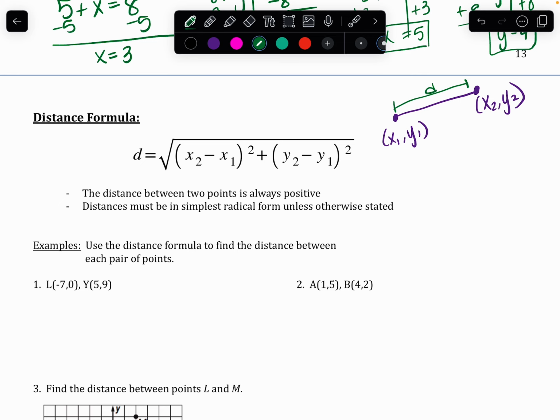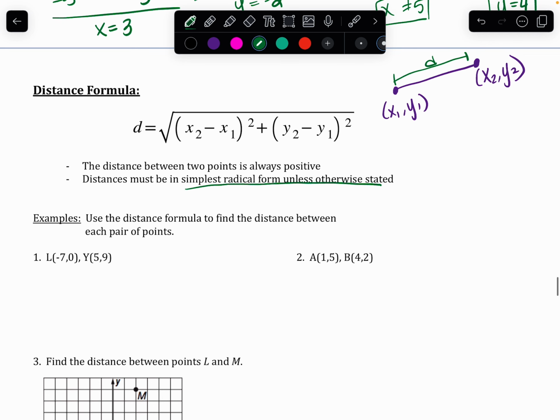Because it's giving you a length and a distance, it's always going to be positive, because it represents a distance. Like you ran 2 miles, you can't run a negative amount of miles. So a distance is positive. And then we want to leave the distances in simplest radical form unless I say otherwise. So let's practice with this distance formula. So L is going to be our first point, L, x1 and y1. And then Y is going to be our second point.